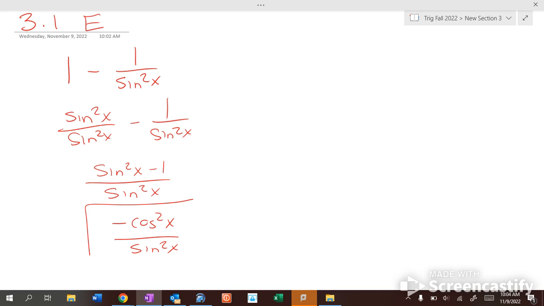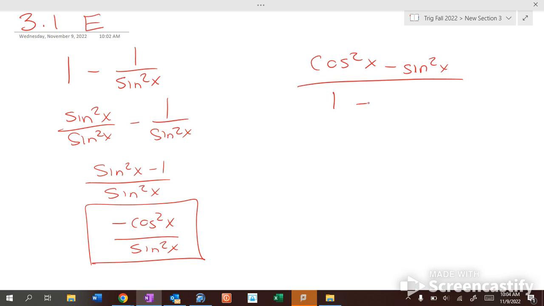Let's just say we have cosine squared of x minus sine squared of x over 1 minus 2 sine squared of x. Ooh, this is kind of ugly. So, how are we going to solve this?